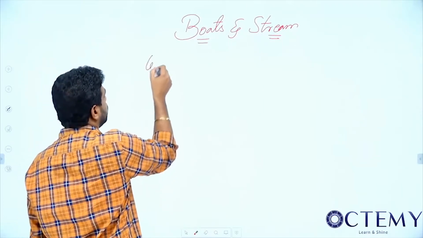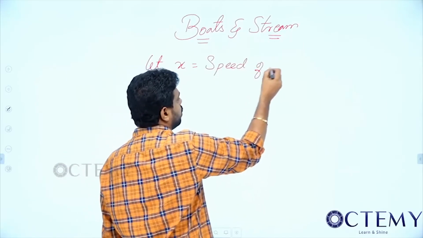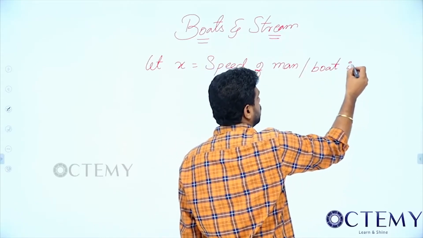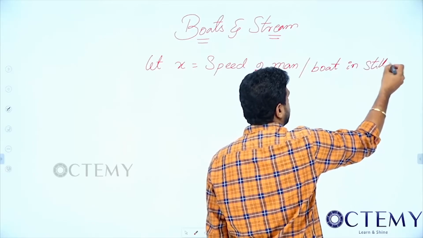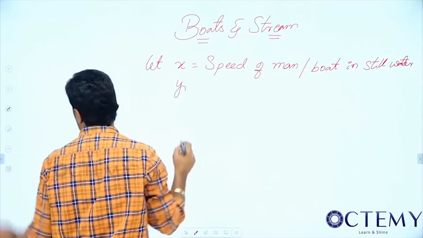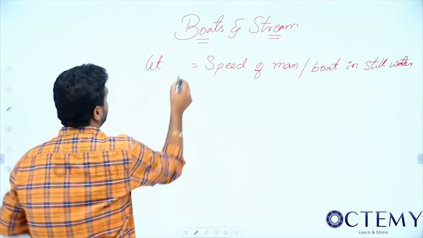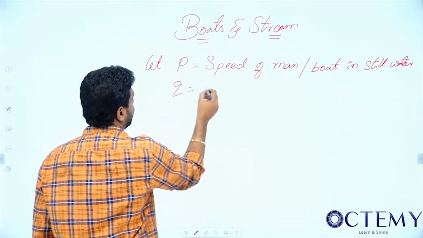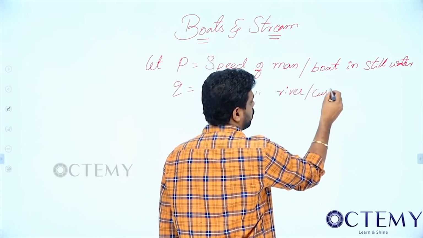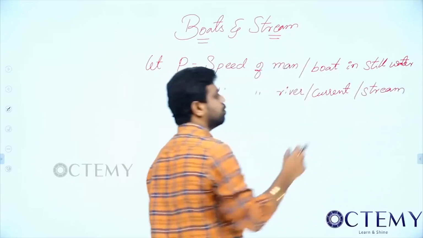Whatever I write here, try to copy. I will take them as P and Q. P equal to speed of man or boat in still water. Q equal to speed of river or current or stream. All these words are the same, speed of river only.